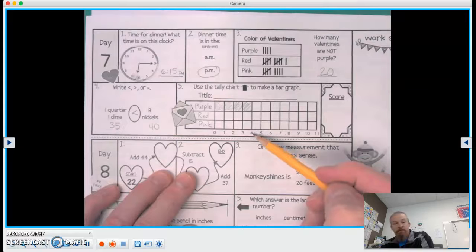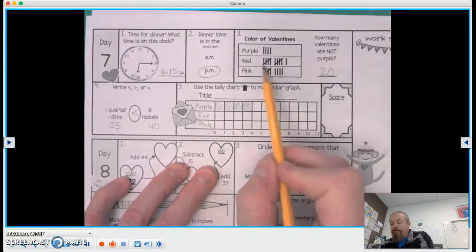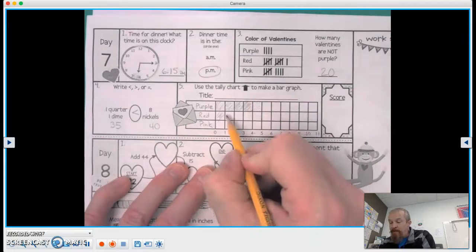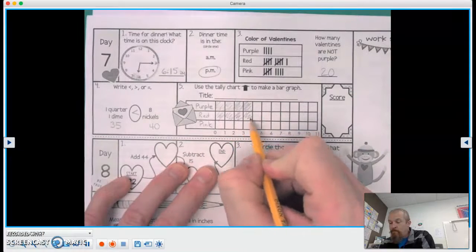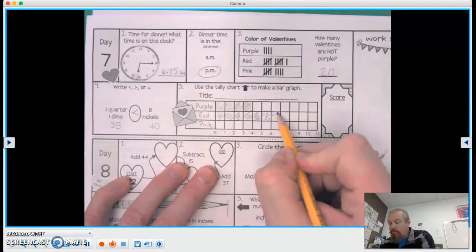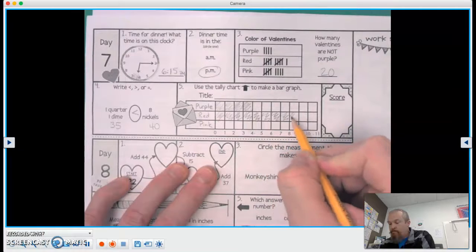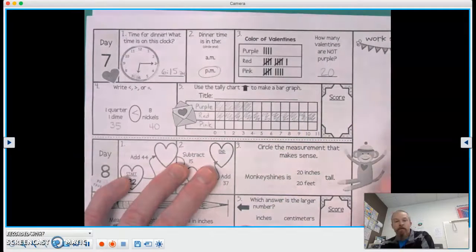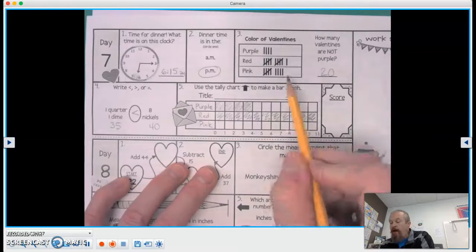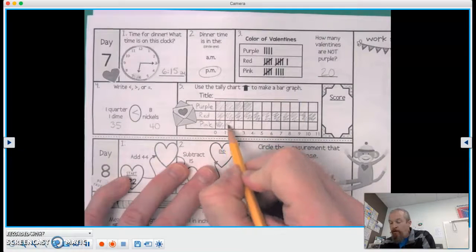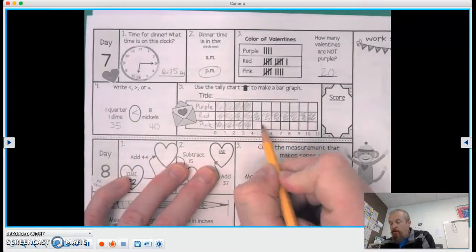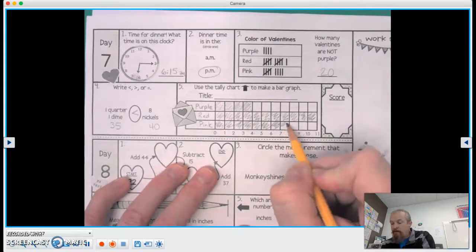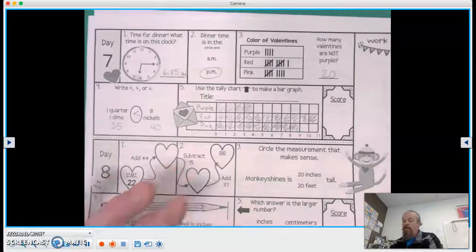For purple, we'd want to bring it all the way up to this line. For red, 5, 10, 11, we're going to go all the way to the end. And there's 11. And pink, there are 9. So 1, 2, 3, 4, 5, 6, 7, 8, and 9.